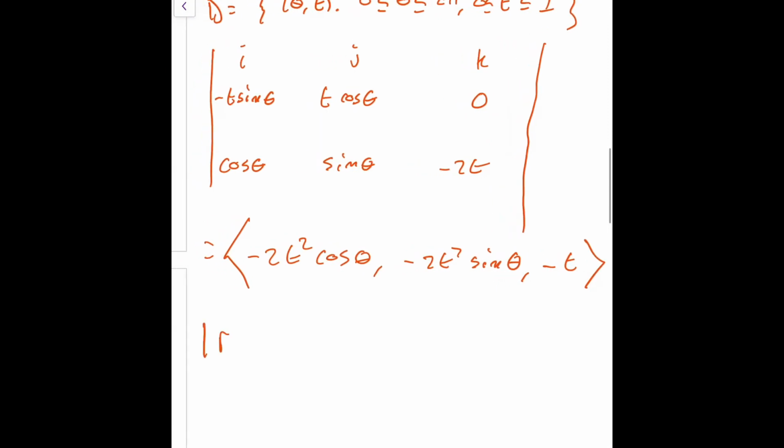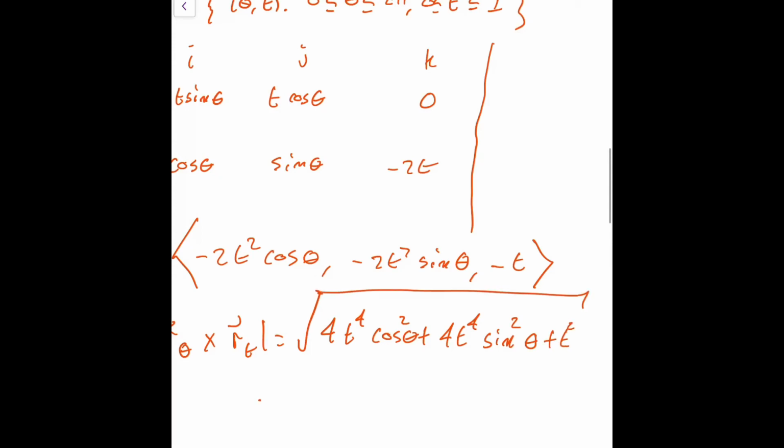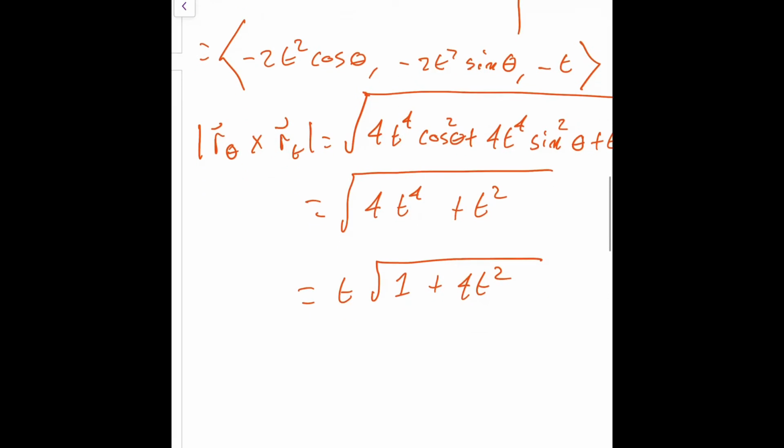And then the magnitude of r theta cross rt is equal to the square root of 4t to the power of 4 cosine squared theta, I forgot the theta with cosine, plus 4t to the power of 4 sine squared theta, plus t squared. Okay, now there's going to be another trig identity that helps us. This is equal to the square root of 4t to the power of 4 plus t squared. And what is this equal to? This is t times the square root of 1 plus 4t squared. Okay, so that's r theta cross rt.